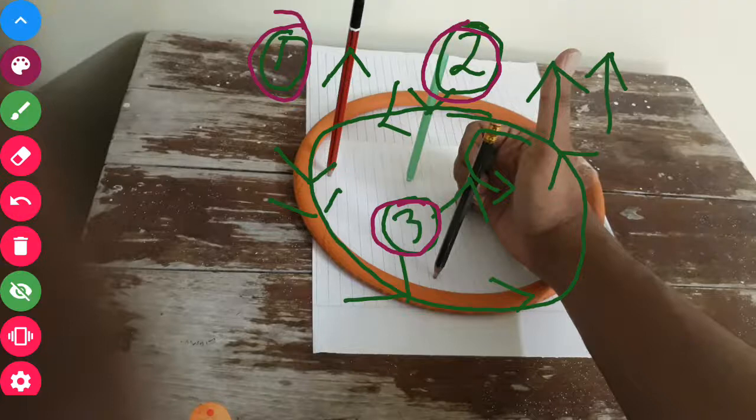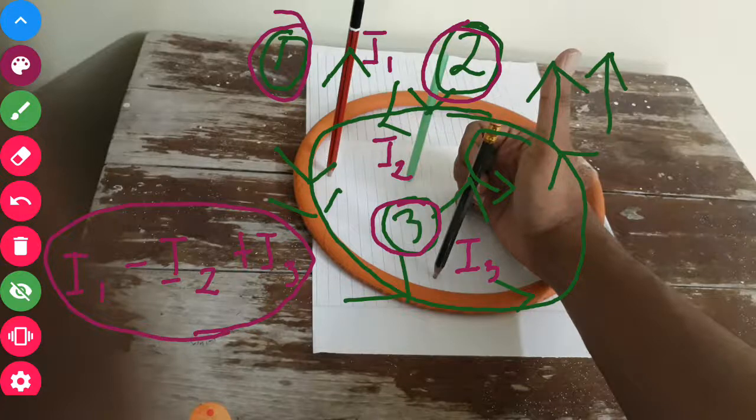So say current in the first is I1, current in the second is I2, and current in the third is I3. Then the algebraic sum of these currents: upward you are taking positive I1, downward you are taking negative, so minus I2, and the other one is also upward, so plus I3. So this is the algebraic sum of electric current.